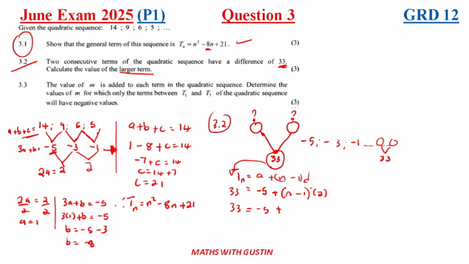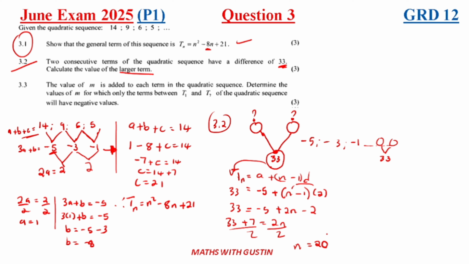Okay, plus multiply by 2 there, 2n minus 2. So therefore here you have got what? Minus 7. You will take 7 to that side, so it's gonna be positive 7 here, divided by 2, divided by 2. So n is equal to 20.